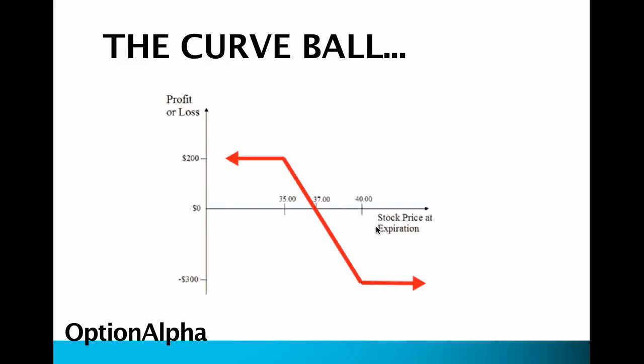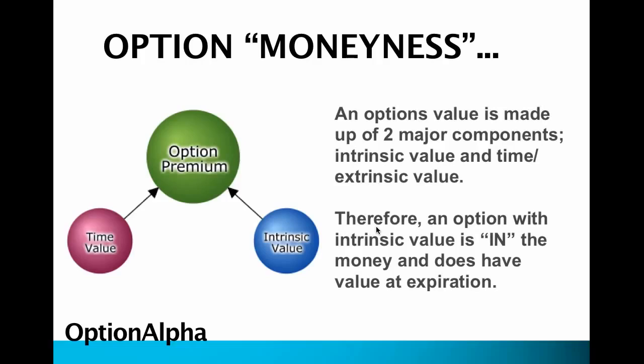When you're combining options, just make sure you take time and look at these profit loss diagrams. Remember that option moneyness and option premiums are determined by two major components, right? We have intrinsic value, the value right now, and then we have extrinsic value or time value of the option. Those two things come together and that creates the option premium, or the total price. So just remember that an option with intrinsic value is in the money and does have value at expiration. It has value right now if it were to go to expiration today. And that's really one of the ways that you can determine if an option is in the money, out of the money, or at the money.